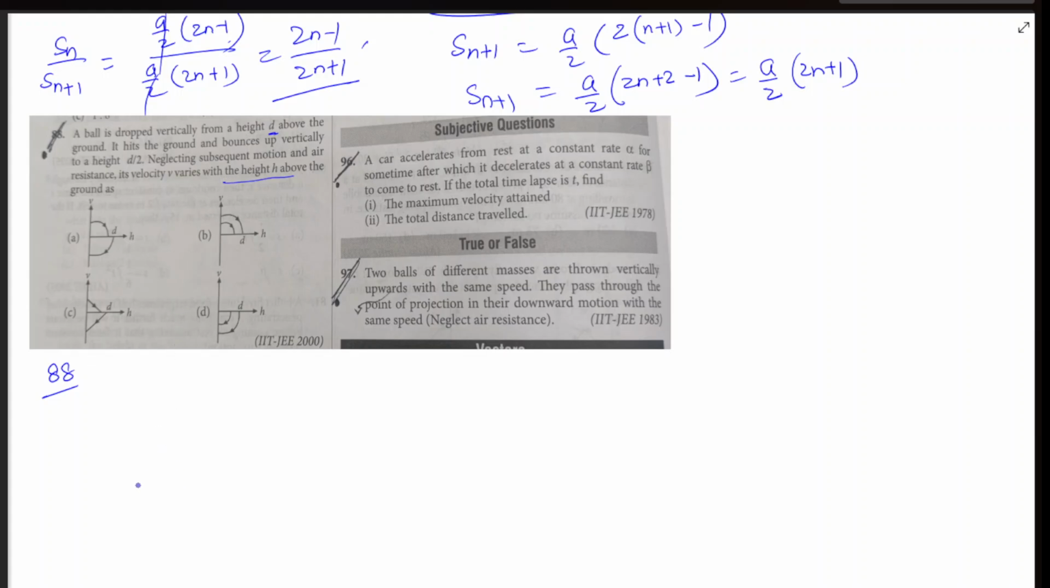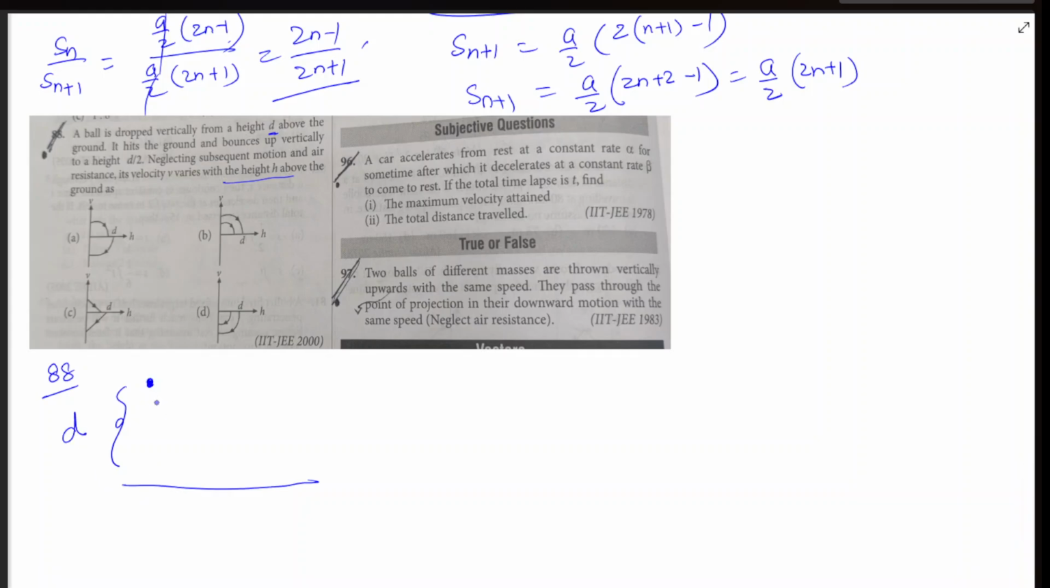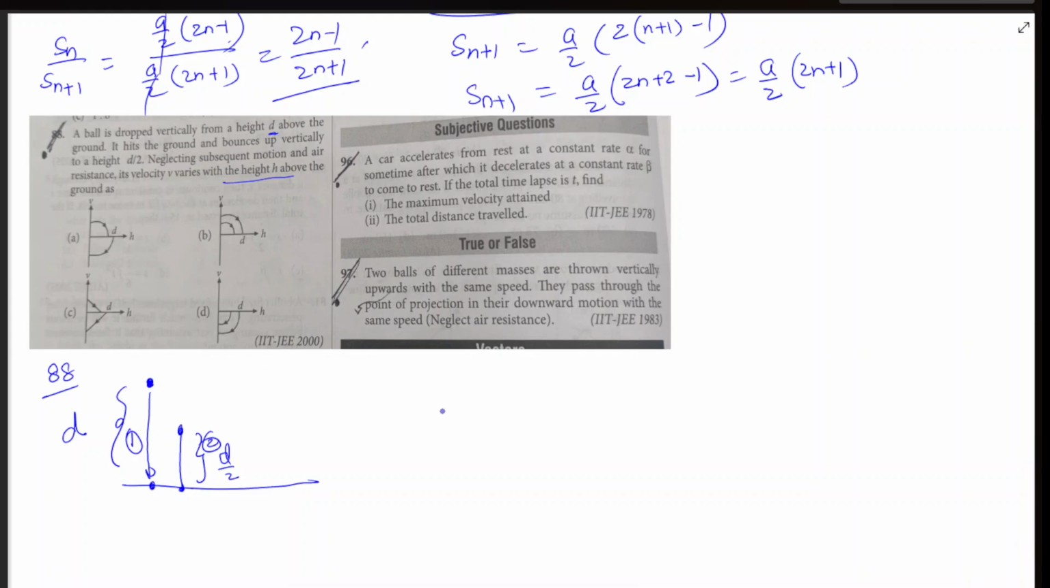Okay, so I'm making a diagram. This is our particle. It is dropped from a height d, right? It reaches here, then it bounces back up. So this is the first path, right? Then it goes up to what height? d by 2. Okay, this is our second path. So I'm writing these two paths in a different way.